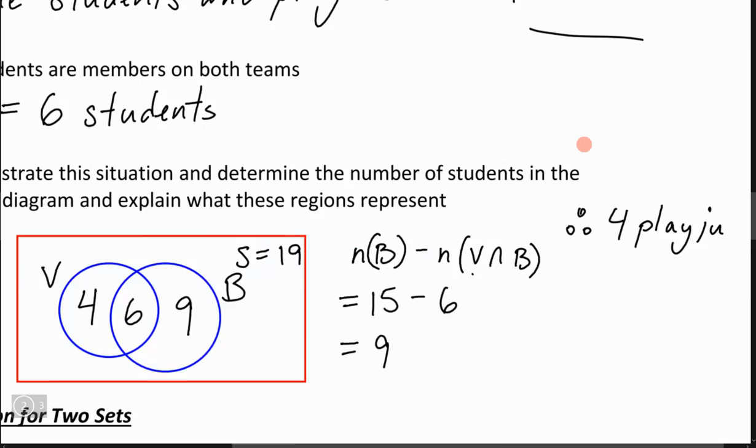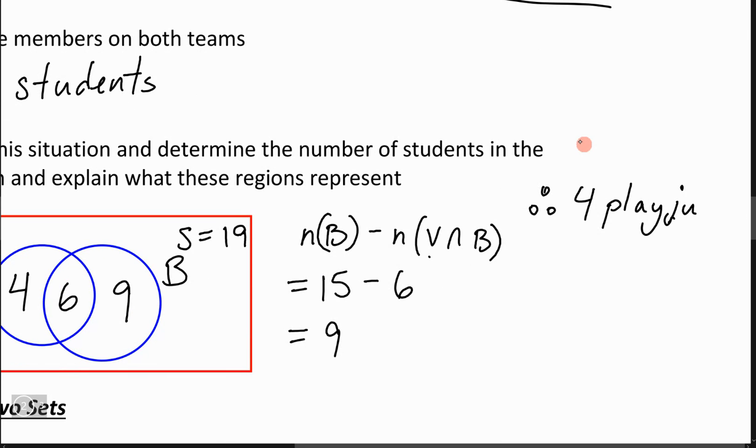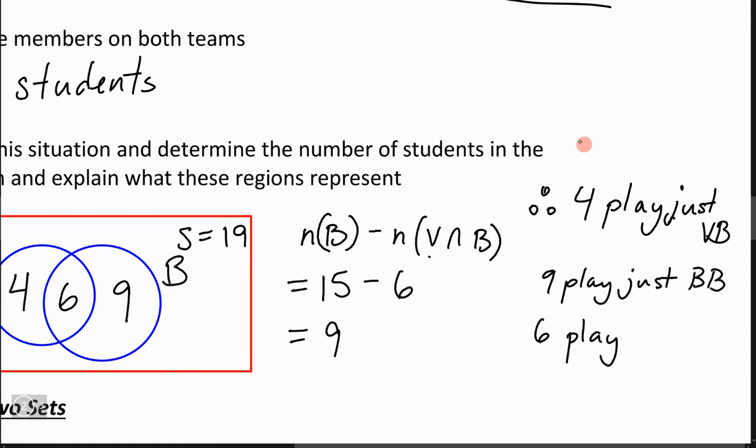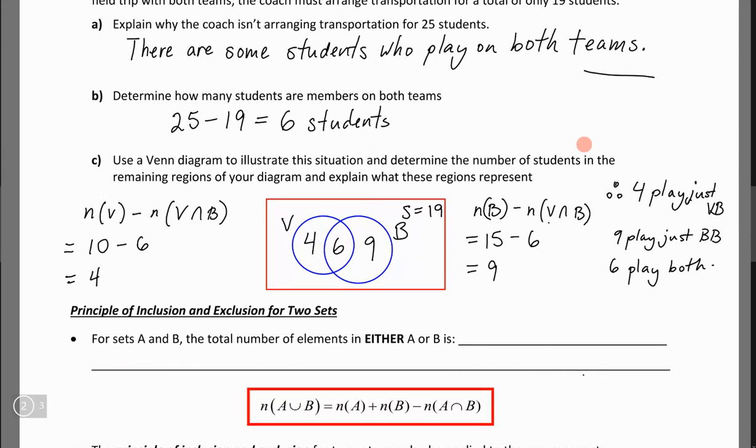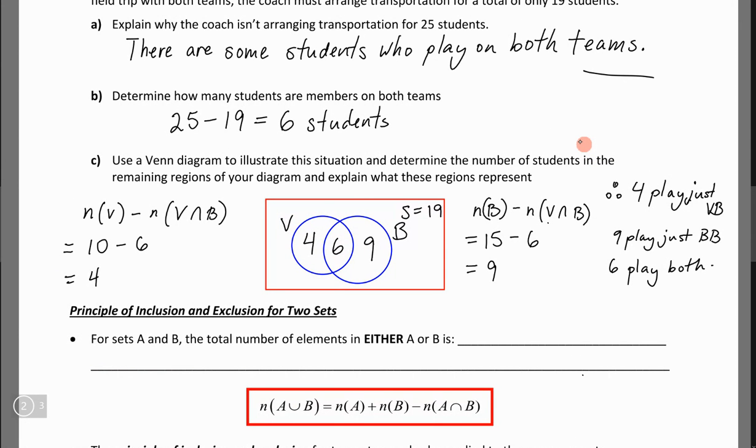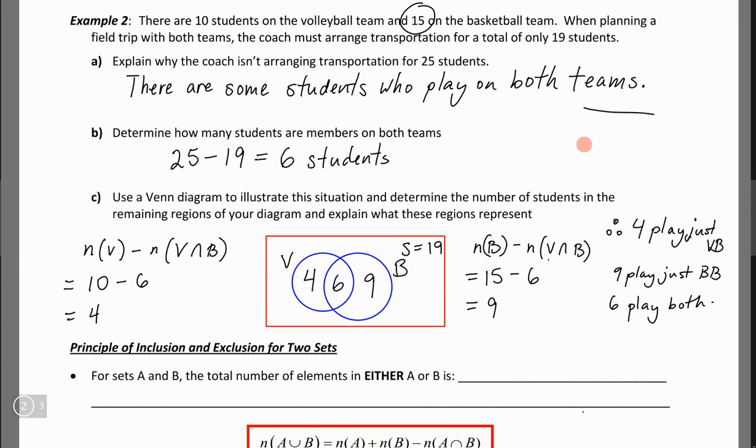Okay, 4 play just volleyball. 9 play just basketball. And there are 6 students who play both. Okay, so if you look closely, 9 plus 6 is 15, so you need 15 for the basketball team, which is what we had up here. And then 4 plus 6 is 10, which is what you have up here. 10 students play volleyball.